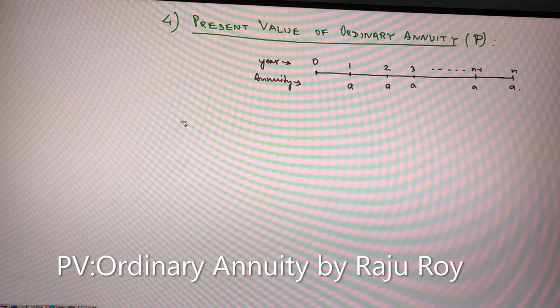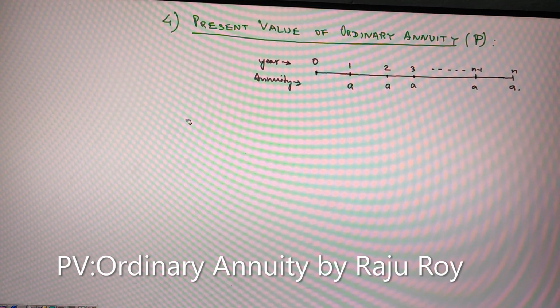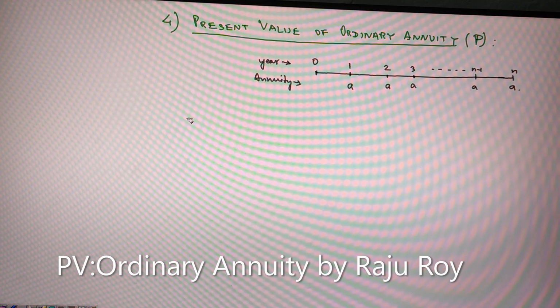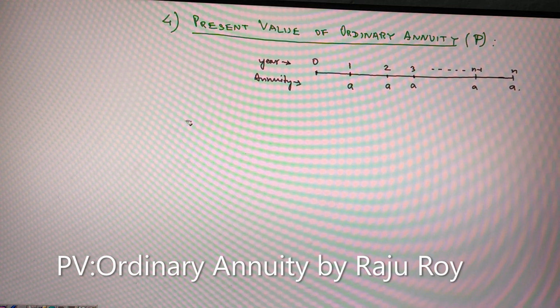Suppose you want, for example, a pension plan. In the pension plan you want an equal amount of pension to be paid to you every year, right? Suppose I am taking a pension plan for 5 years, or I want to get regular income up to 5, 10 or 15 years. Suppose you want to get 5,000 rupees every year. So first year 5,000, second year 5,000, third year 5,000. That 5,000 I am denoting by A.